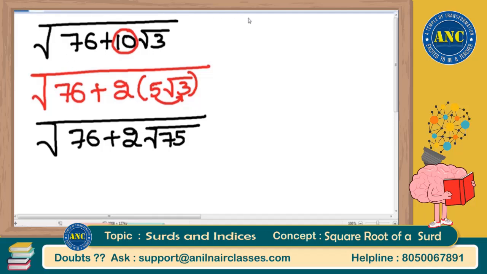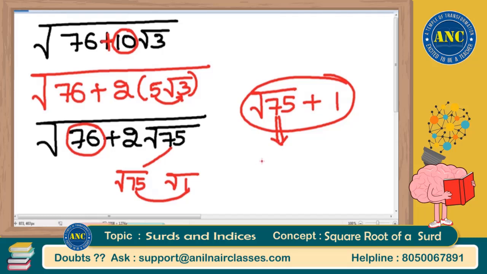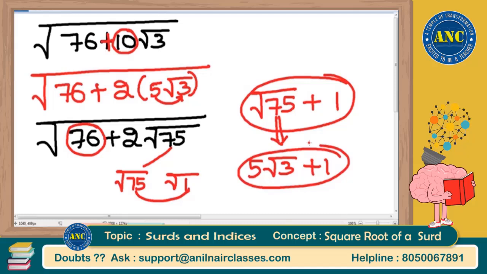Same logic again implement. 75 can be written in multiple ways: 25 into 3, 15 into 5, many ways are there. But 75 can be written as 75 into 1. Why? Because 75 plus 1 is 76, which is what I have here. Directly I can write first term root 75, next term root 1. Because it is plus in between, it is plus. This should be the answer. If you want to simplify this, 75 is 25 into 3, which is 5 root 3 plus 1. Answer should be this.